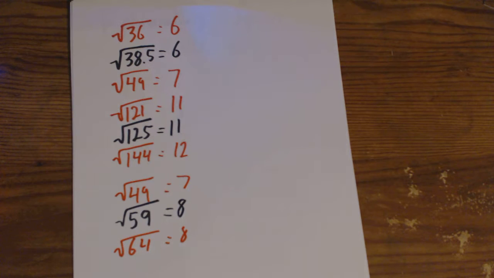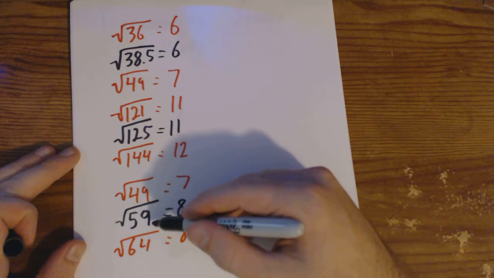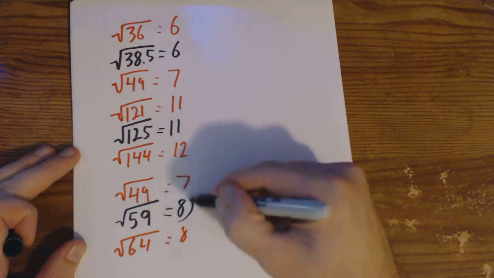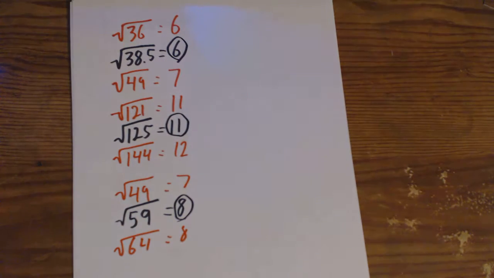And that's essentially all there is to estimating these square roots. We just look at the perfect squares closest to it, below and above, and see whichever one it's closer to. 8, 11, and 6, and we find our answers.